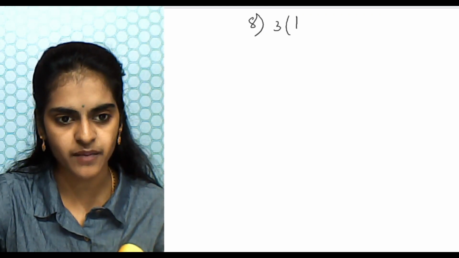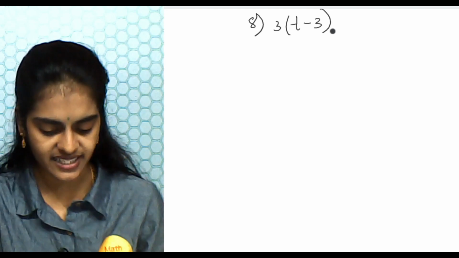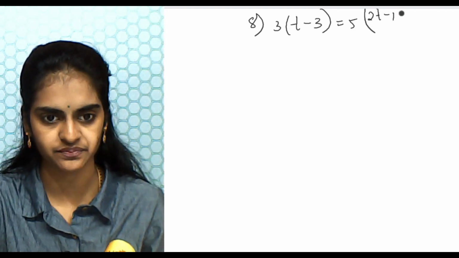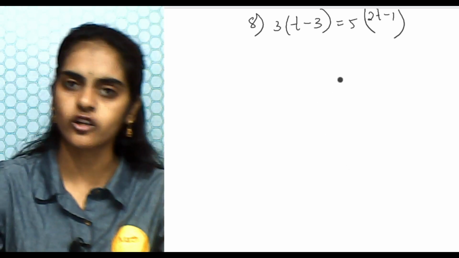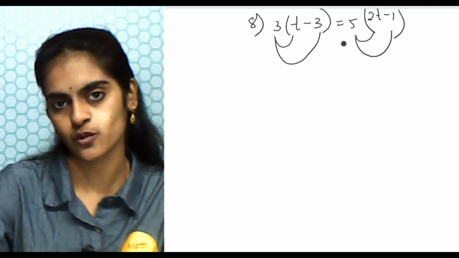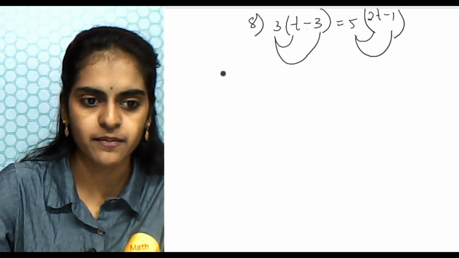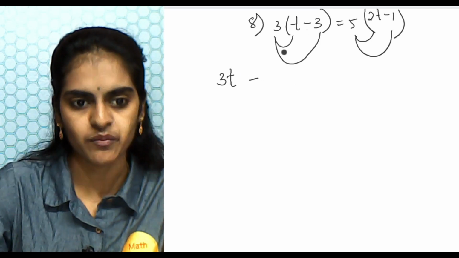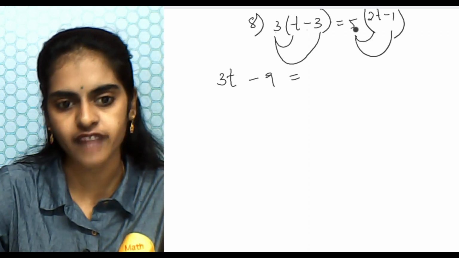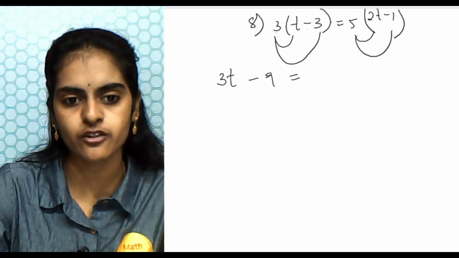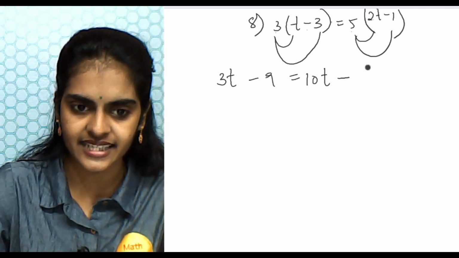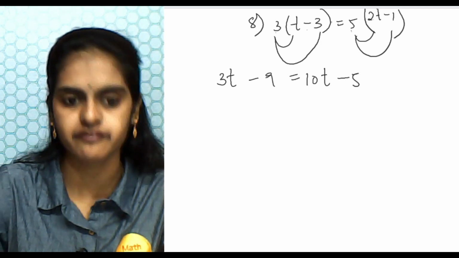Here you have 3 multiplied by t minus 3 is equal to 5 multiplied by 2t minus 1. Okay, so here also distributive property. Firstly let us multiply these two and these two. Okay, so 3 multiplied by t is 3t, minus, you have minus, so 3 3s are 9, is equal to 5 multiplied by 2t. Okay, so 5 2s are 10 and you have t. Okay, you have minus, write it. Now 5 1s are 5.